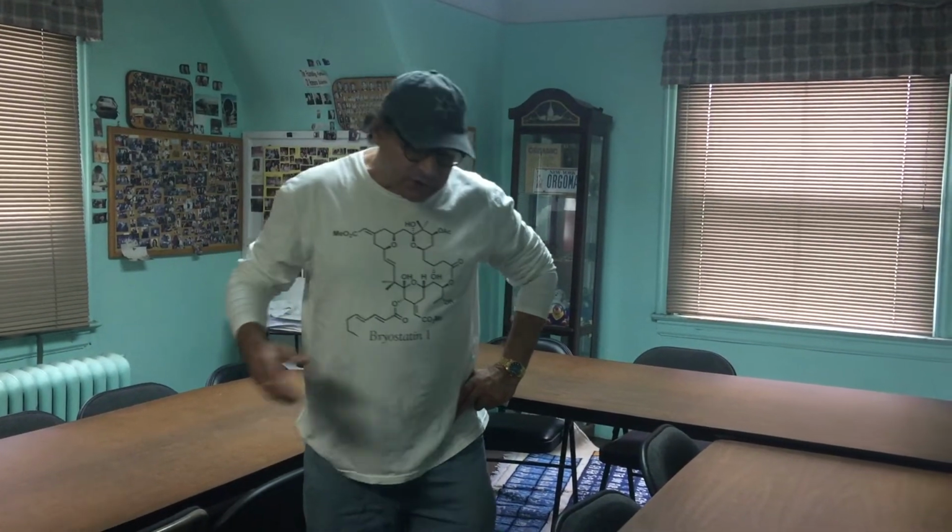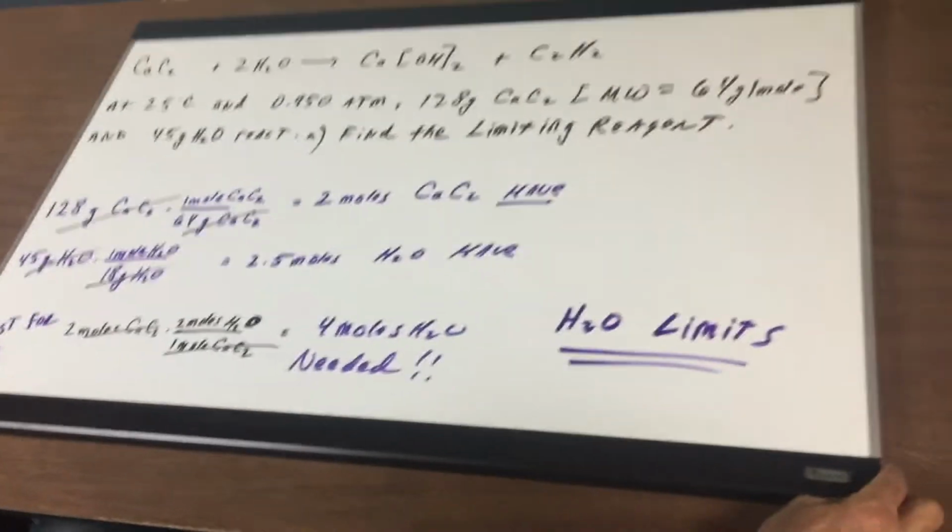I want to go over a question with you today involving limiting reagents, and I'm going to actually combine it with a gas law problem. So come along and let's have a look. This is a must-have type of question for the DAT.